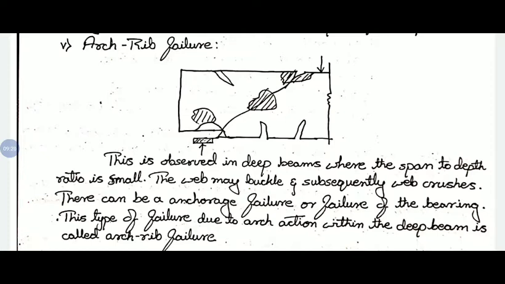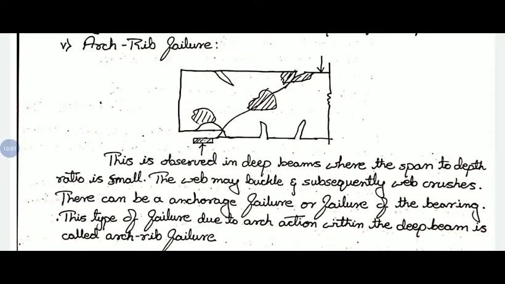So thereby the anchorage failure or failure of bearing. At the anchorage device, when web crushes, the anchorage strength also gets weakened, and failure of the bearing will occur. This type of failure due to an arch action within the deep beam is called arch rib failure. So these are the few different modes of failures.